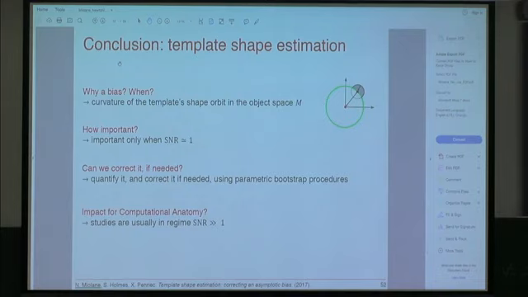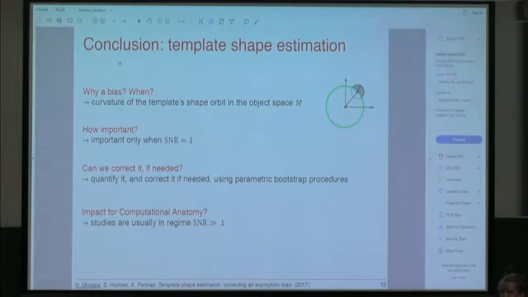How important is it? Well, we have a rule of thumb now. It's important when the signal over noise ratio is close to 1, which is when the standard deviation of the noise is of the same scale as the distance of the template to the singularity. Can we correct it if it's needed?